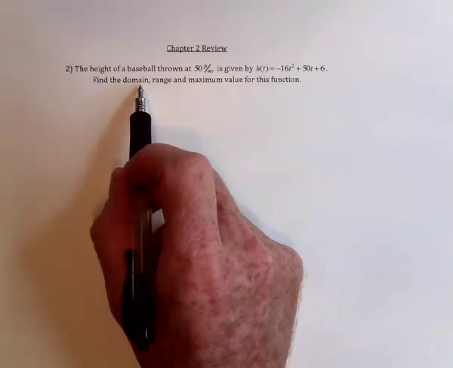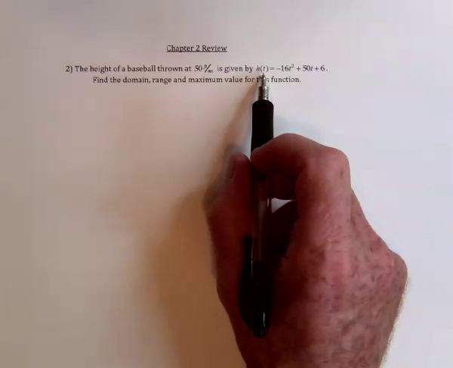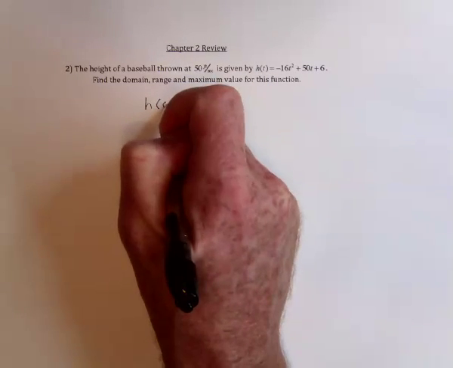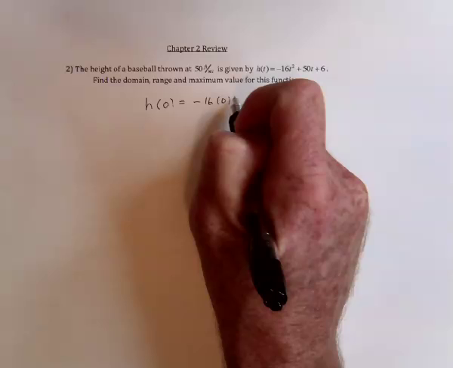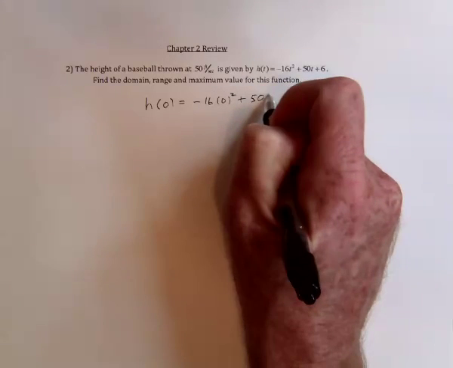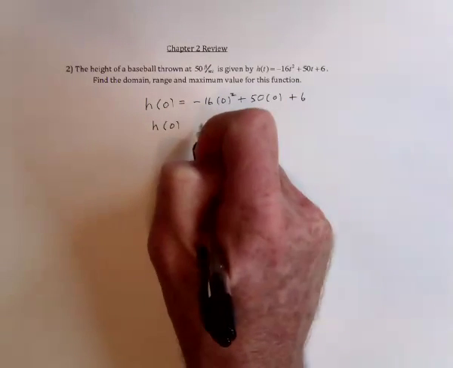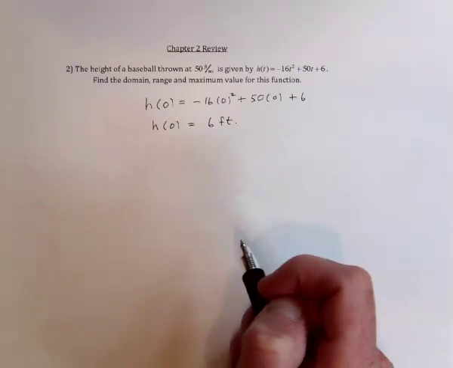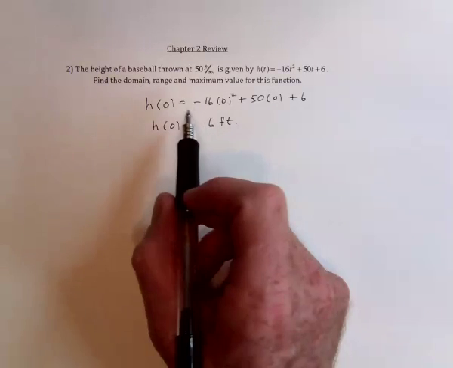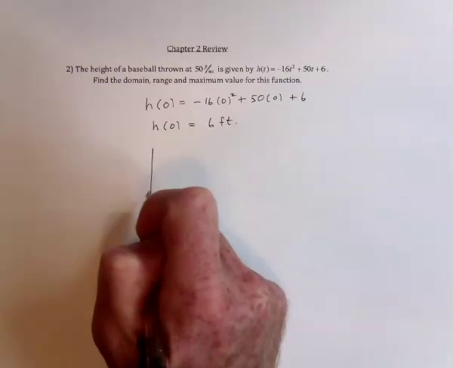Well, since this is talking about time, the domain can't be negative, but it could be 0. And the 0 would mean at the moment that the baseball is released, what is the height? So if we substitute a 0 in here, then we get the height at time 0 is equal to 6 feet. Well, that's when the domain starts. So it starts at 0, and then we can look at it graphically as well.